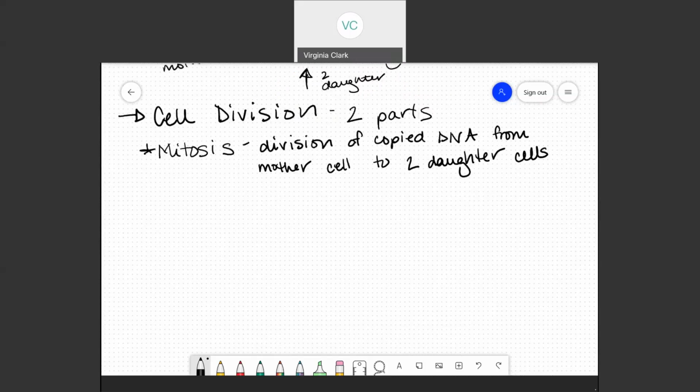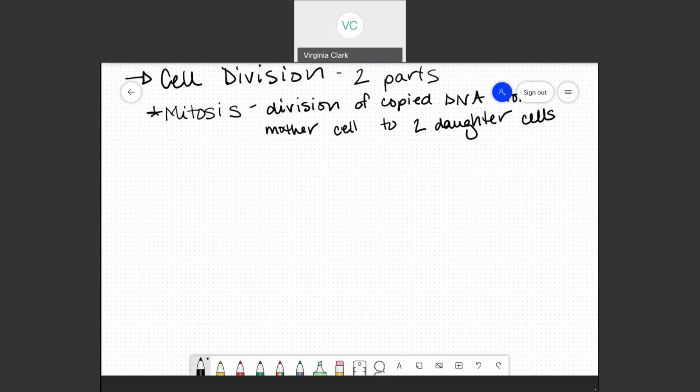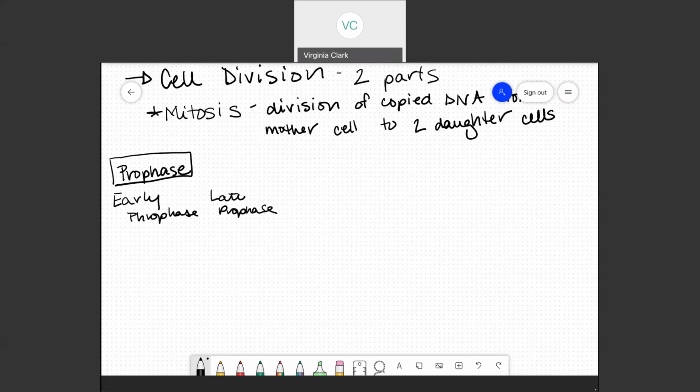So the first step to mitosis is going to be called prophase. Actually, I'm going to do it a different way. So I'm going to do it this way. Prophase is the first step in mitosis. And prophase is actually going to have an early and a late phase, depending on what it needs to do. So in prophase, you're going to have early prophase, and you're going to have late prophase. But both of these are under the guise of prophase.